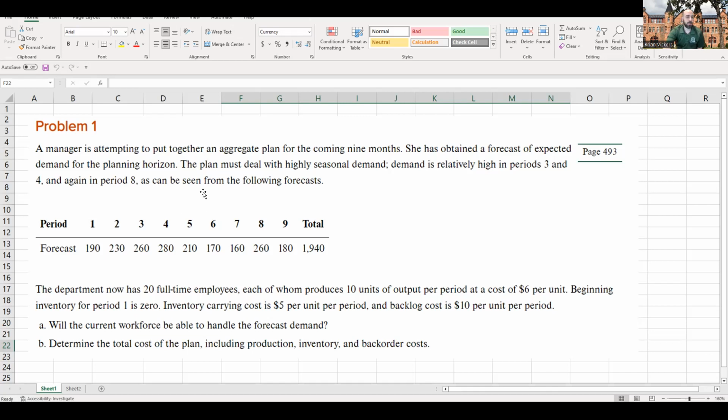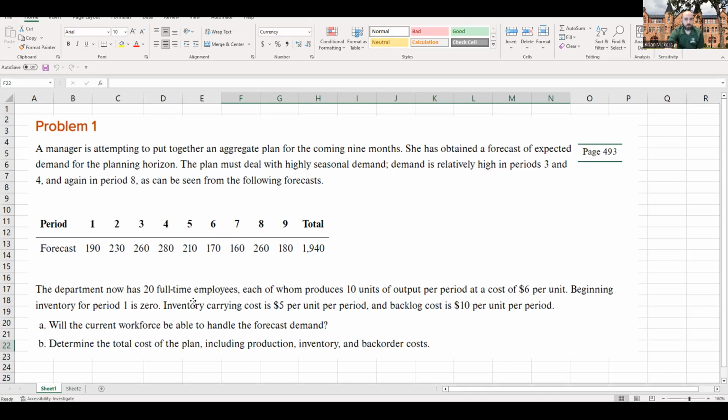So let's look at this problem. We've got aggregate plan for 9 months, forecast for every period. Demand is relatively high in periods 3 and 4, and then again in 8.